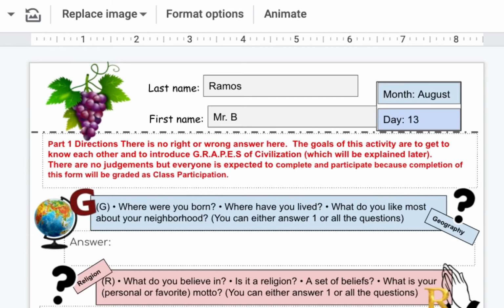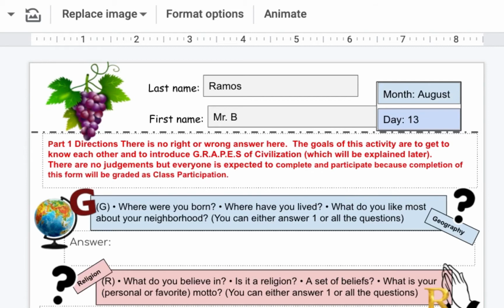And to introduce Grapes of Civilization, which is a major assignment, just like what I explained a while ago in this class. So there are no judgments, but everyone is expected to complete and participate, because completion of this form will be graded as class participation.